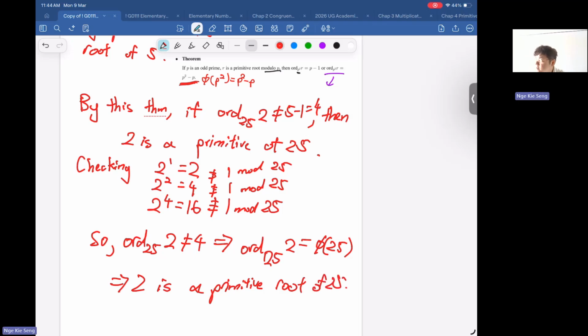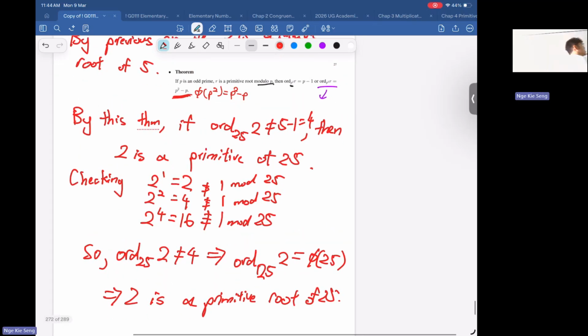Okay, does it make sense? So the lesson for this theorem is that if we know a primitive root of p, then we can know whether it is a primitive root for p squared or not. Let's go one step further. For p squared, do we know about it?